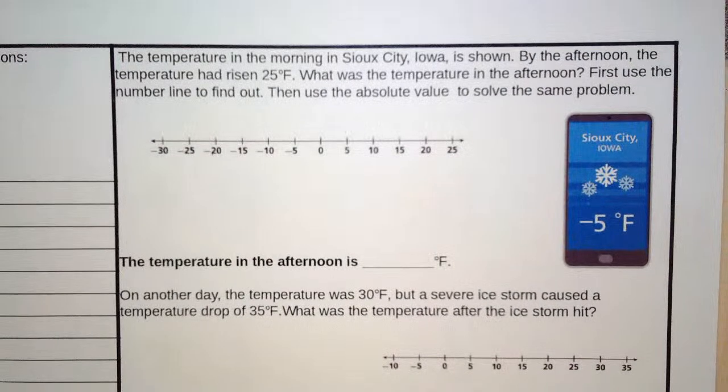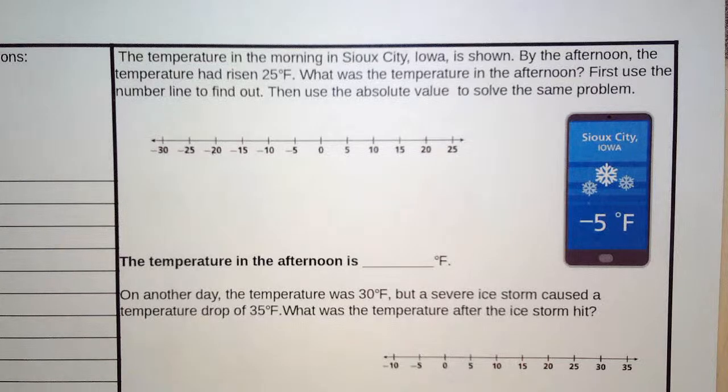Okay, how many of you know where Sioux City, Iowa is? Well, it's closer to the North Pole than we are, so it's going to be colder. The temperature in the morning in Sioux City, Iowa is shown. By afternoon, the temperature had risen 25 degrees. What was the temperature in the afternoon? Use the number line to start out.